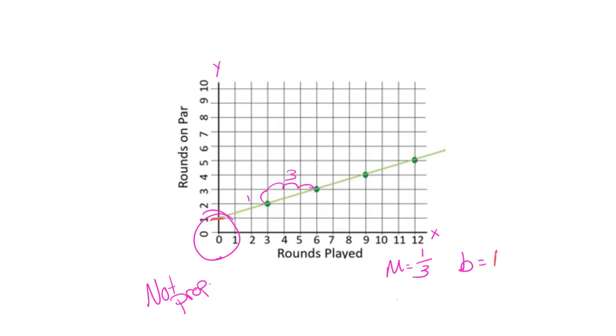Now, non-proportional lines are in the formula y equals mx plus b. So take the information I know and just enter it into that formula. So the equation for this line would be y equals 1/3, because that was my m, times x, plus b, which would be 1. So y equals 1/3 x plus 1 is the equation for this line.